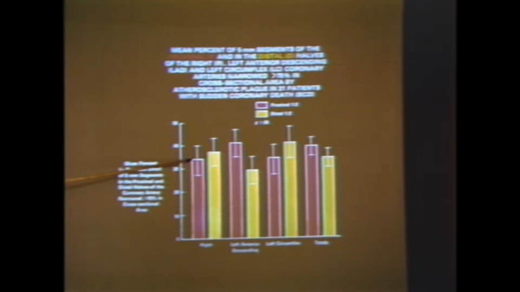And this shows that if one divides the right coronary artery, the LAD, and the left circumflex into proximal and distal halves, there was no significant difference in the amount of severe narrowing, at least in these patients dying suddenly, in the proximal compared to the distal half. Next.